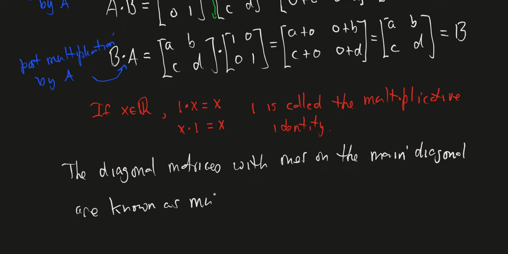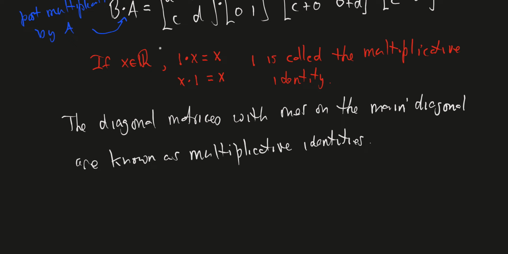Now, the reason I'm pluralizing it is because you have one for the 2 by 2s, you have one for the 3 by 3s, 4 by 4s, and so forth. They're all identity matrices, they just have different dimensions. So they're known as multiplicative identities. And they even have a special notation. Just like how the number 1 has this kind of unit presence associated with it, we have a nice notation for identities.